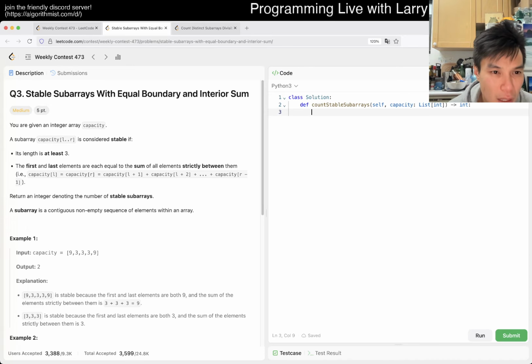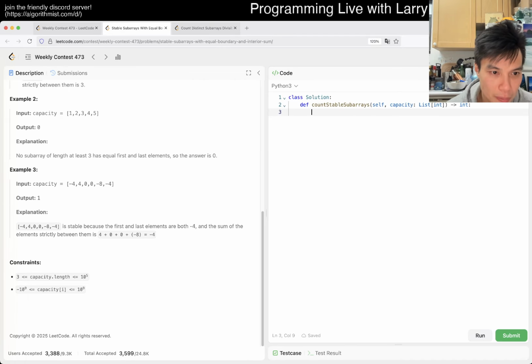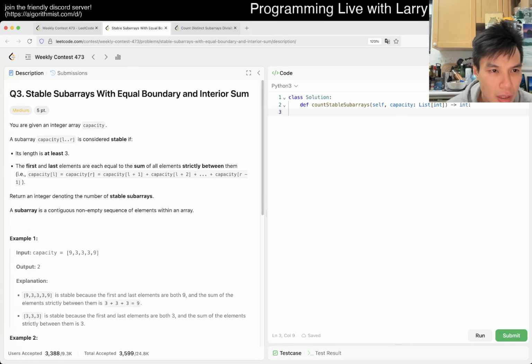Alright, integer capacity. Is n big, no, n squared. Number of stable subarrays. Alright, let's see what stable means. At least 3, first and last. Okay, so it's a subarray problem, Larry, not a subsequence problem. First and last element of the array are each equal to the sum of the elements in between. Okay.